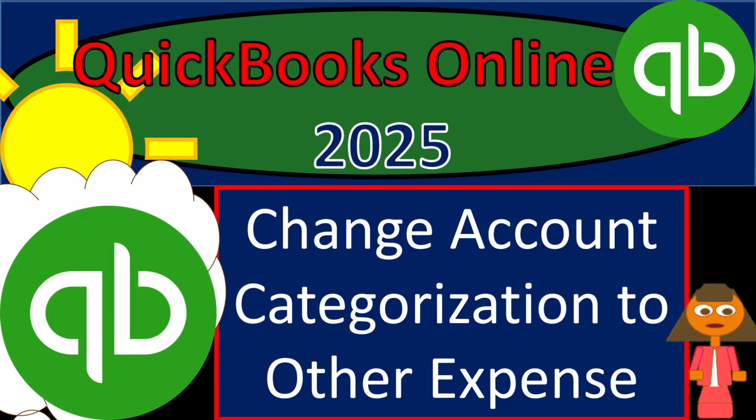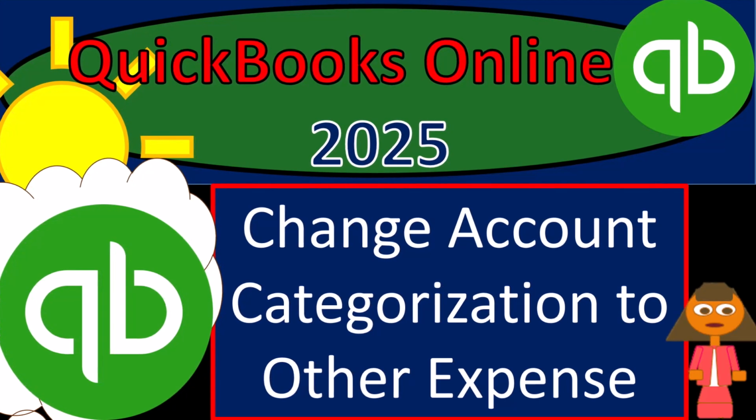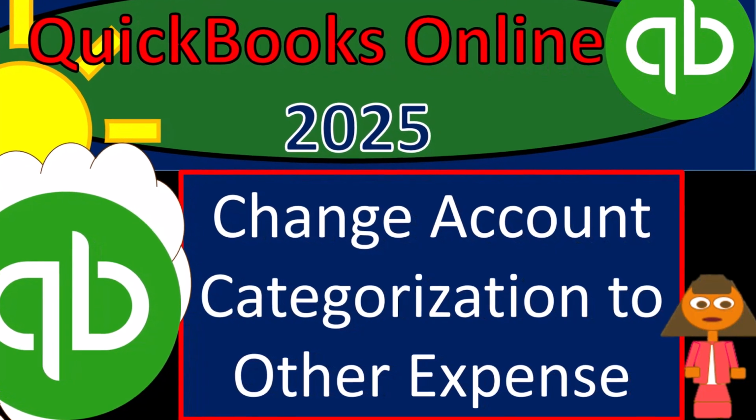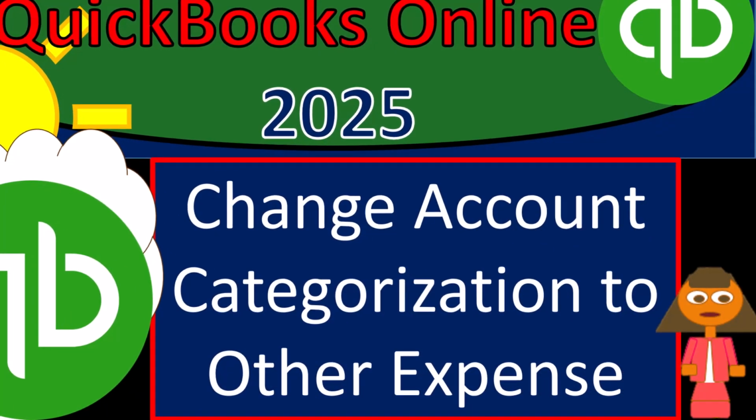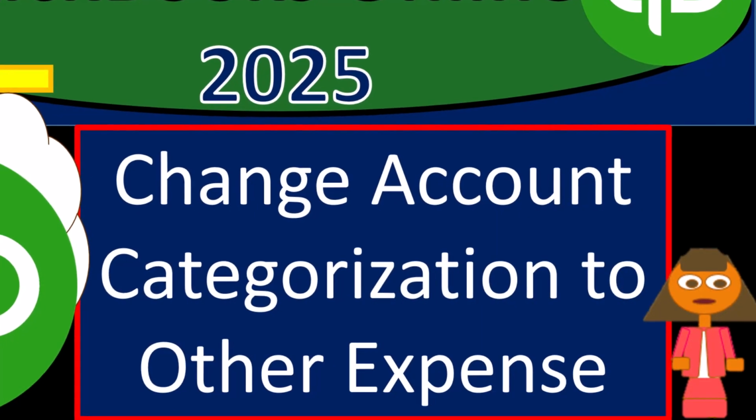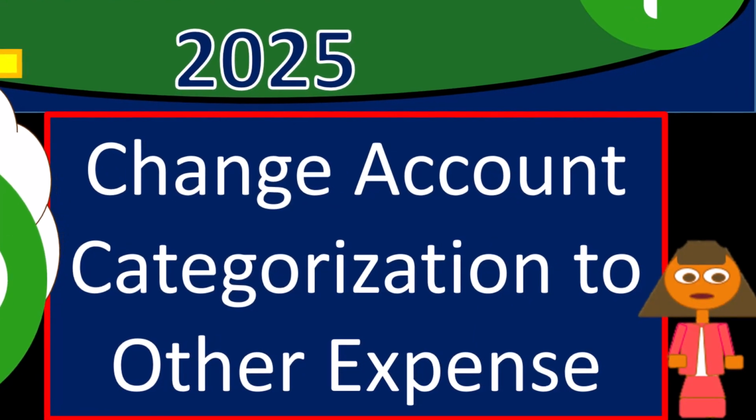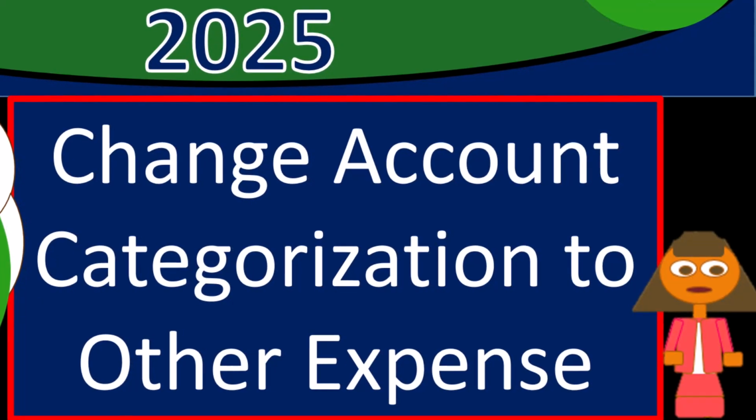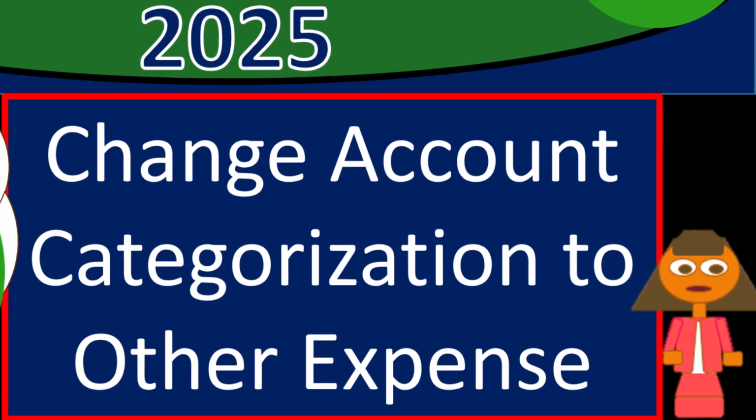QuickBooks Online 2025. Change account categorization, otherwise known as account type, from a normal expense in the middle of the income statement to an other expense, which will be located at the bottom of the income statement or profit and loss report. Get ready and some coffee because we're learning how to save time with QuickBooks Online 2025.